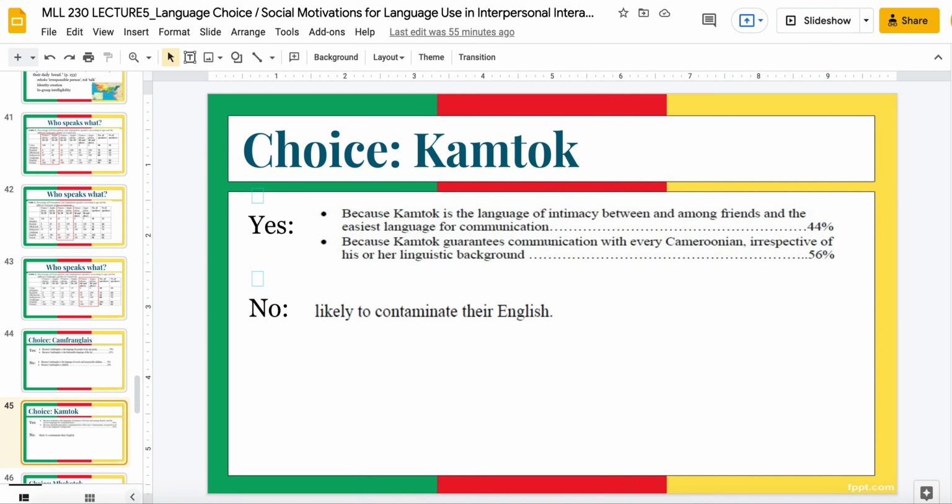What about Cam Talk? Some people say if they use Cam Talk, it's the language of intimacy among my friends. Like when my friends and I get together, we speak Cam Talk, right? And it also guarantees communication with every Cameroonian. So it's this unifying language. Whenever you enter a group situation and not everyone speaks the same language, you're able to use Cam Talk with each other. And some people think, no, I'm not using Cam Talk because I don't want to, quote unquote, contaminate my English, because as we saw before, it's a pidgin language, a Creole language, right?